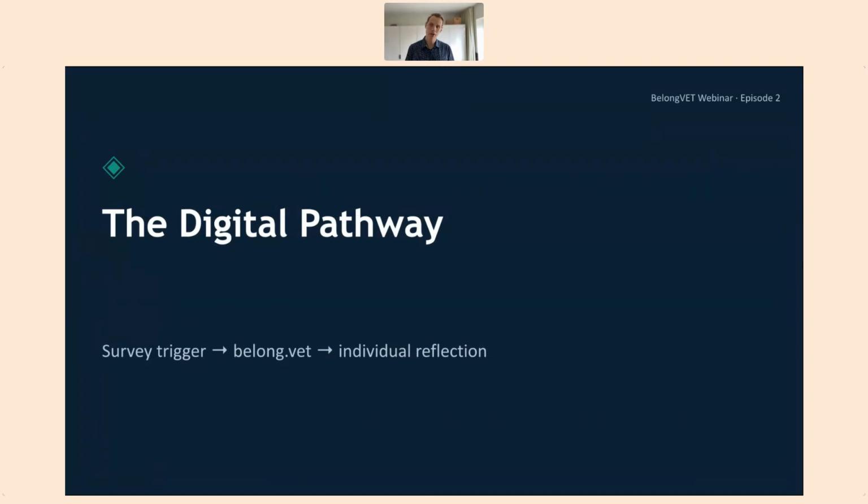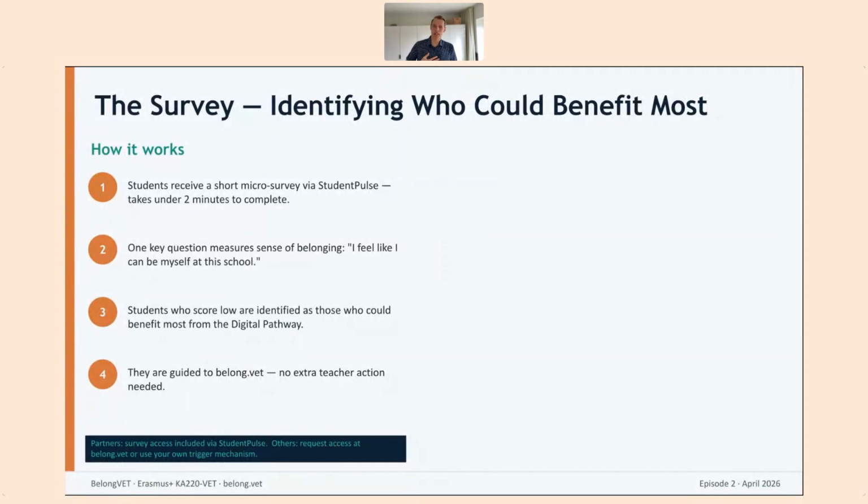Let's take a quick look at the digital pathway. It's a little bit different. And for the partners that are participating in this particular webinar, some of you are also doing this. And if you are not a part of the project, but just interested in this other approach, which is more scalable and more digital in that sense, feel free to reach out and we'll figure out a way to get you sorted. But essentially, students receive a short microsurvey through Student Pulse.